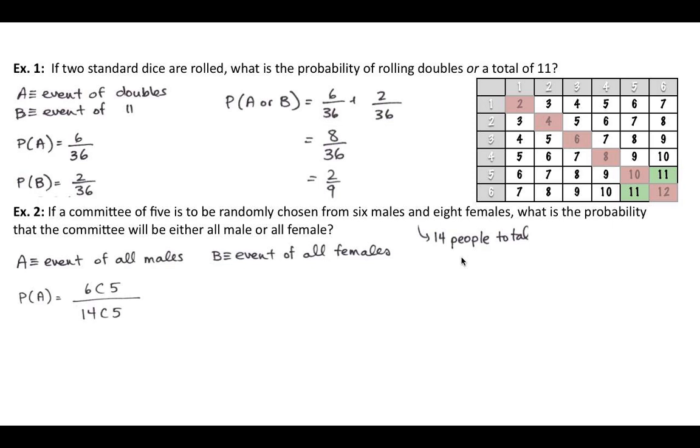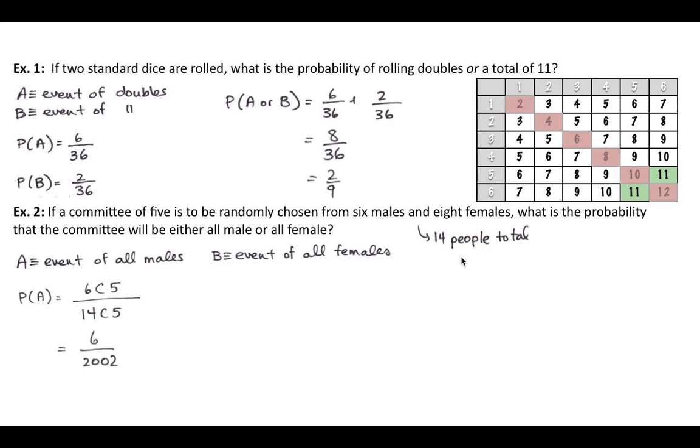8 choose 0 is 1. So we're just saying, all right, I'm going to take all 5 of them from the 6 males over the sample space, which is all 14 people. We don't care who's who. We don't care which gender. We're going to just take 5 of them. So we get 6 choose 5 over 14 choose 5.